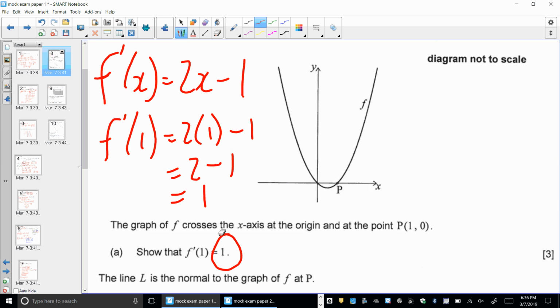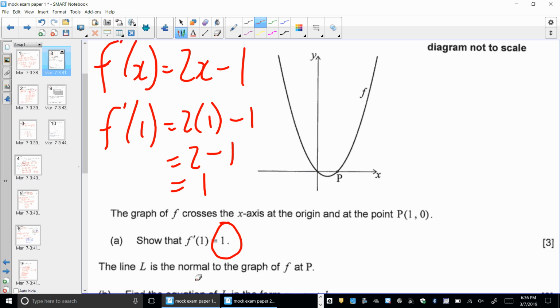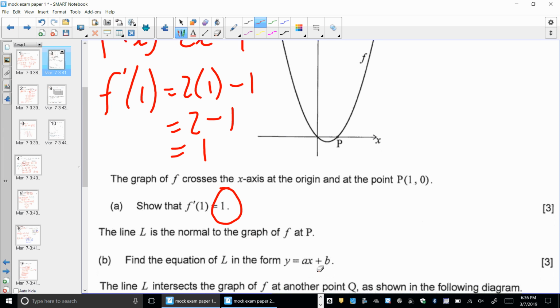And there we go, we've shown that. And the line L is the normal to the graph of f at P. Find the equation of the line L in this format. Well, this here tells us about the gradient of the tangent. Remember that's always been what the derivative tells us. If they want the equation of the normal, then we need to identify the gradient of that normal.